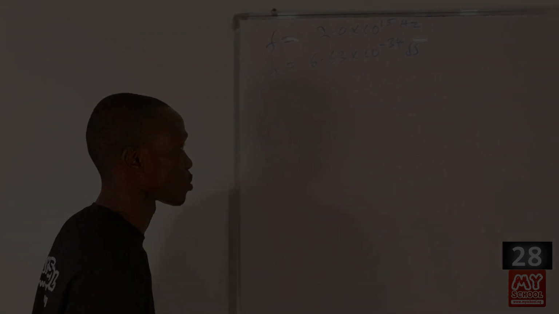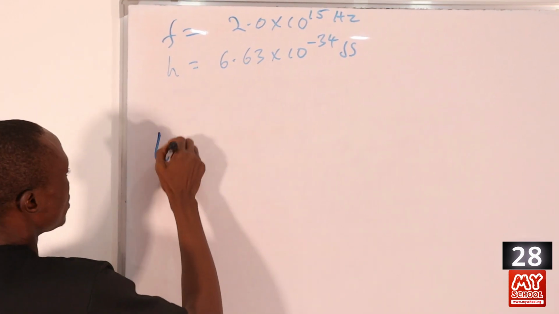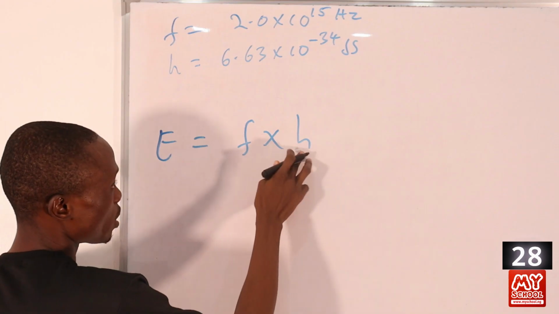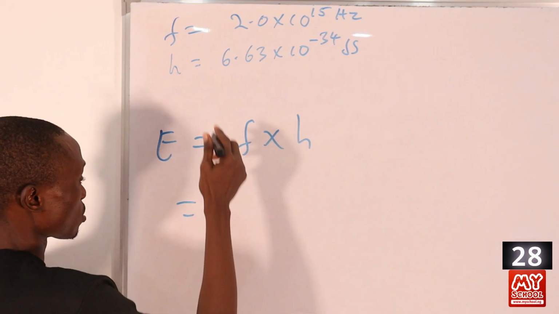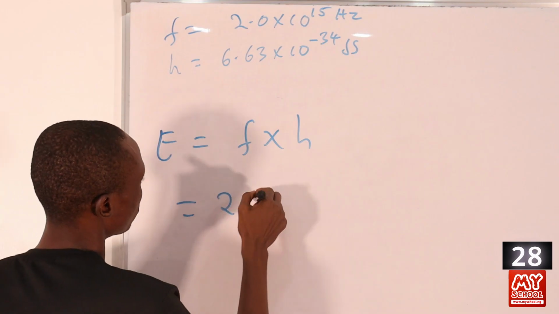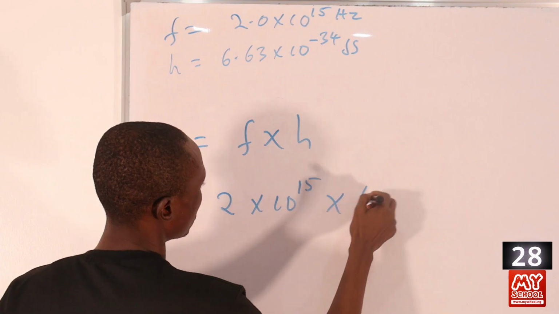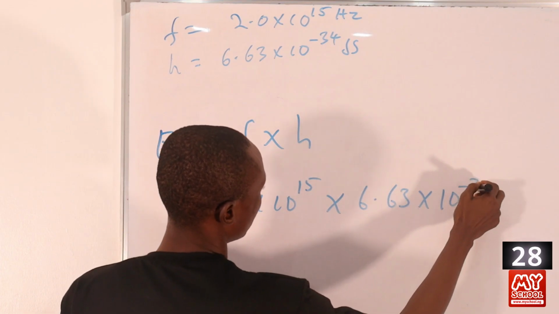So in this question we are asked to calculate for energy of light. Okay, so energy of light E is given as frequency times H, right? So where H here stands for Planck's constant. So we just substitute the values that are given to us. So here we'll be having 2 times 10 raised to the power 15, okay, then times 6.63 times 10 raised to the power minus 34.